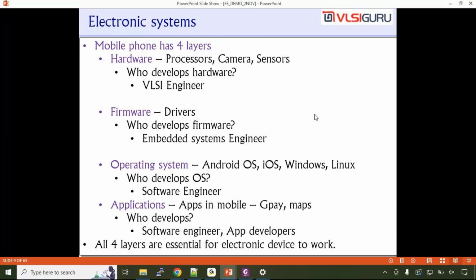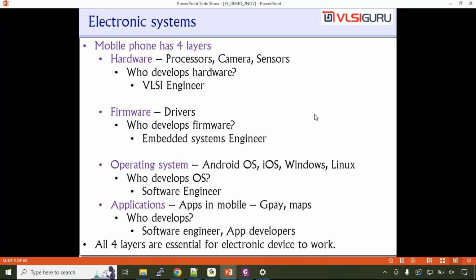Let's say without hardware, can I have a mobile phone? Without mobile phone hardware, it is not possible, right? Same way, without drivers, the mobile phone will not work. Only just a piece of hardware will be there, but it won't work. So everyone has their own importance. It is not like only hardware is important or only embedded is important.